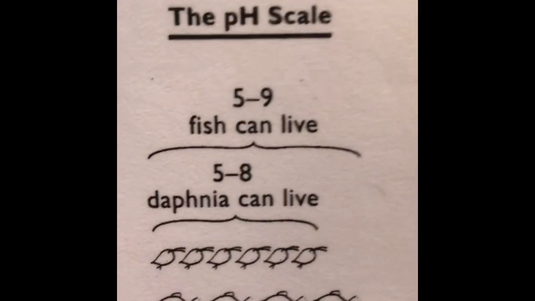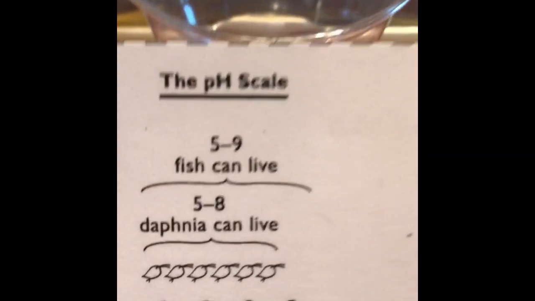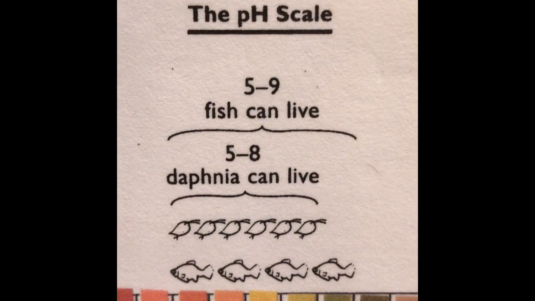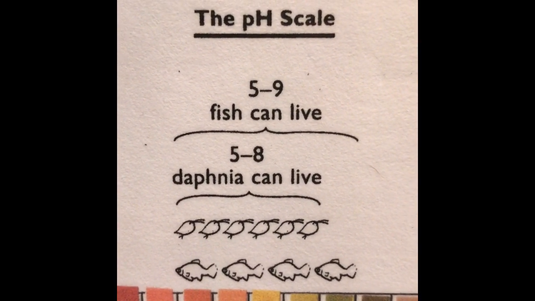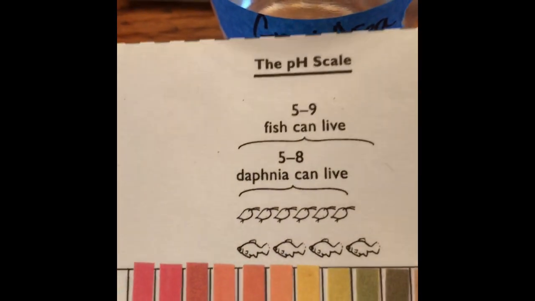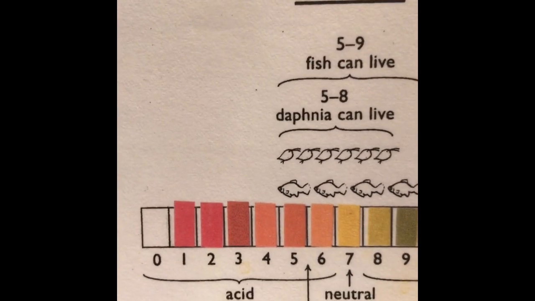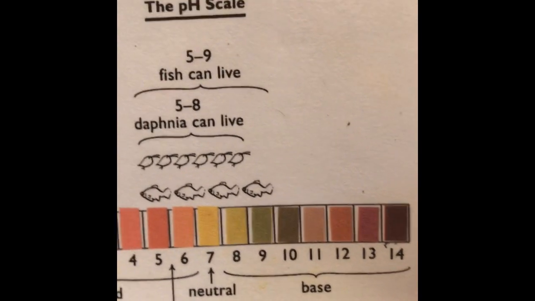Today we're going to be looking to see if these water samples are safe for fish to live in. So the pH scale that we're going to be using will be from 0 to 14. Fish can live in a pH range between 5 and 9. And it's good to note that Daphnia can live in a pH range of 5 to 8. Okay, so the more acidic the water is, the lower the number is going to be, and the more basic it is, the higher the number is going to be.